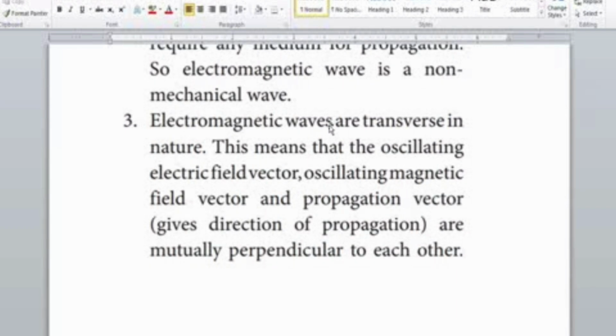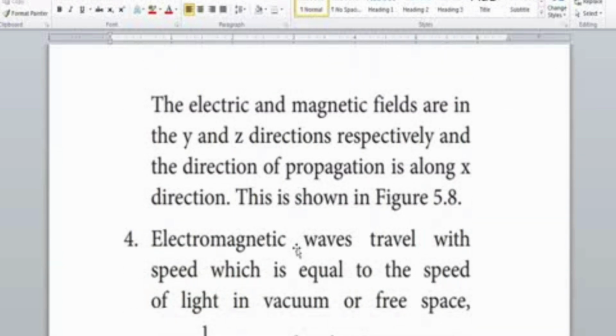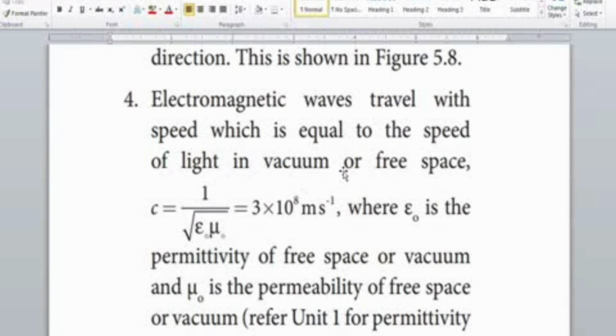Then electromagnetic waves are transverse in nature because the particles vibrate perpendicular to the propagation of the wave. You know the difference between transverse waves and longitudinal waves. Here, the oscillating electric field and magnetic field are perpendicular to the propagation direction, as you can see in the animation.